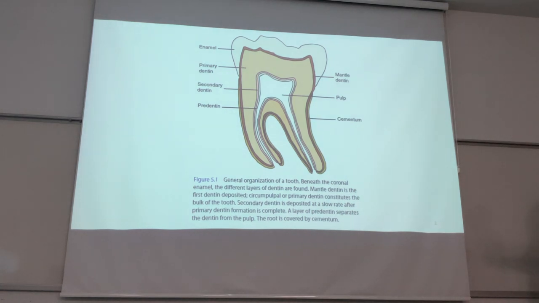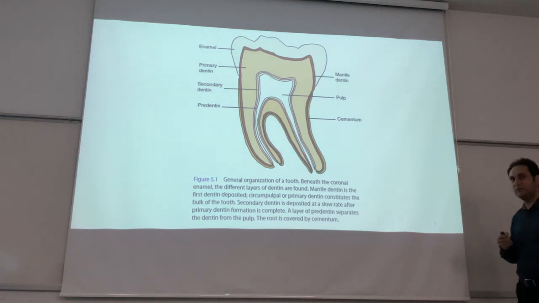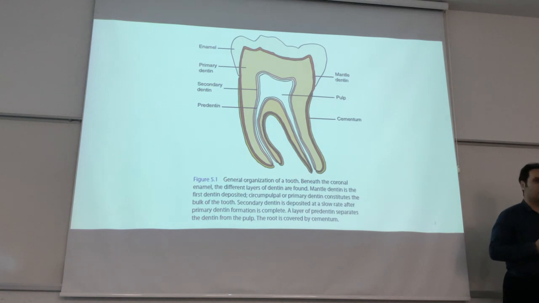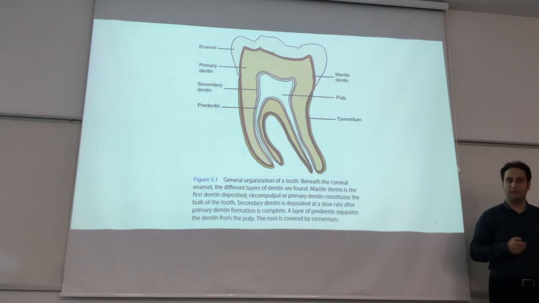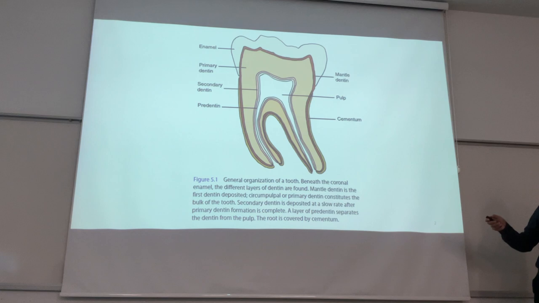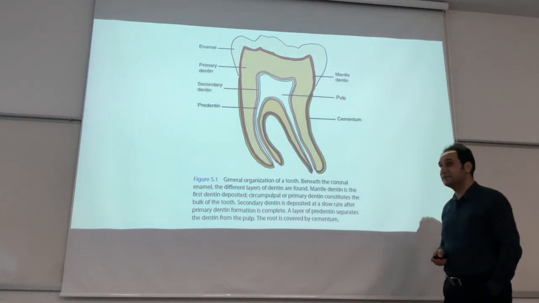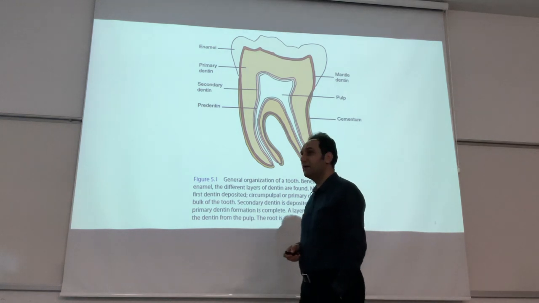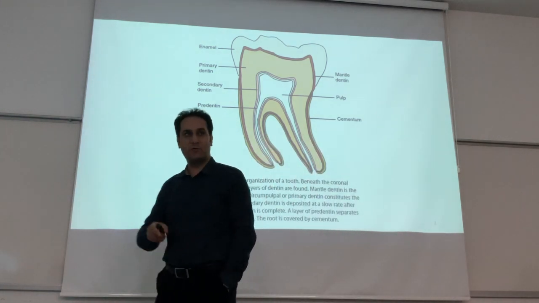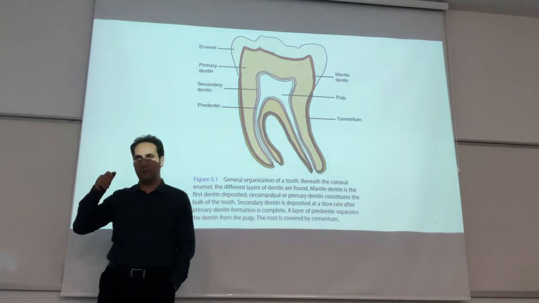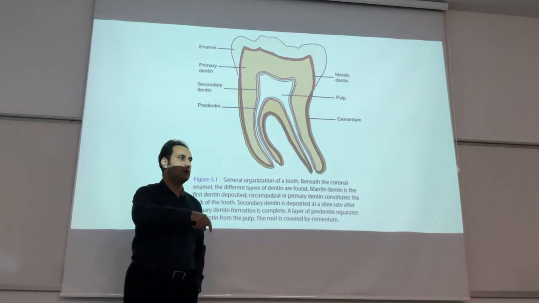Under the mantle dentin, we have primary dentin. Primary dentin is our dentin which formed before birth. Under the primary dentin, we have this pink area, which is our secondary dentin. Between the primary and secondary dentin, we have neonatal line. Remember the neonatal line of enamel. Here again we have neonatal line.